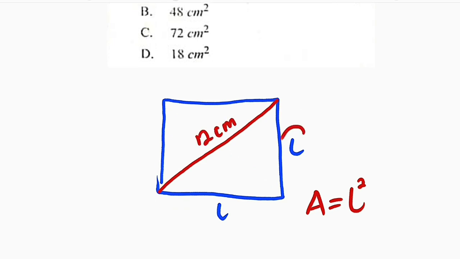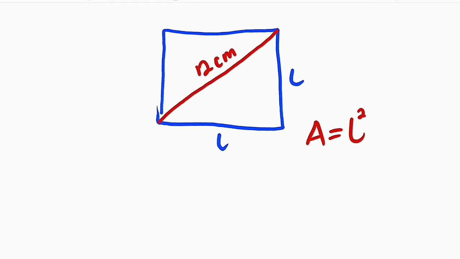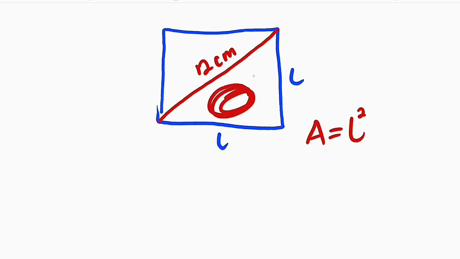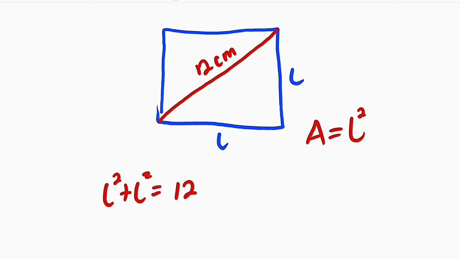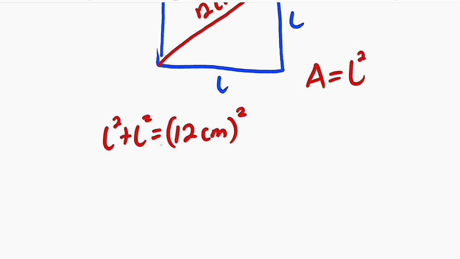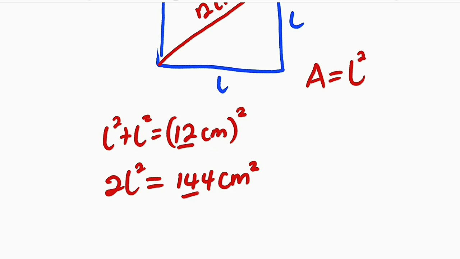So first of all, we need to find the side lengths by applying Pythagoras rule, which states that the hypotenuse squared is equal to the opposite squared plus the adjacent squared, because this is a right angle triangle. So we have L squared plus L squared equal to 12 cm also squared. L squared plus L squared is 2L squared, and this is equal to 144 cm squared. So I've squared 12 to get this, squared cm to get this, right?